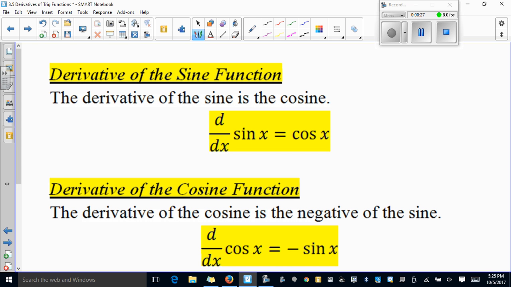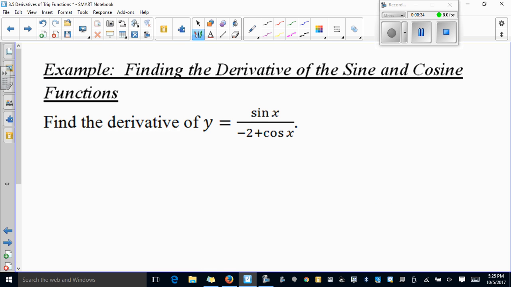Now it's going to make more sense to do quotient rules. So on this one here, this is a quotient rule. I'm going to allow this to be u, so u prime is going to be cosine of x. And I'm going to allow this to be v. And so v prime, derivative of negative 2 is 0, plus cosine, derivative of cosine is negative sine. And let's not forget our formula is u prime v minus v prime u all over v squared.